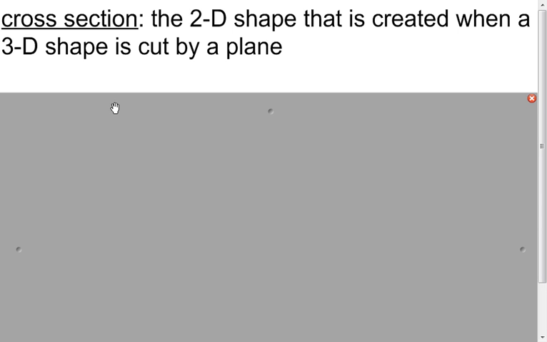And the last thing we're going to look at is referred to as a cross-section. That's the 2-dimensional shape that is created when a 3D shape is cut by a plane. In other words, if I take my 3-dimensional figure and I cut it and then open it up, what's the 2-dimensional shape that I see?